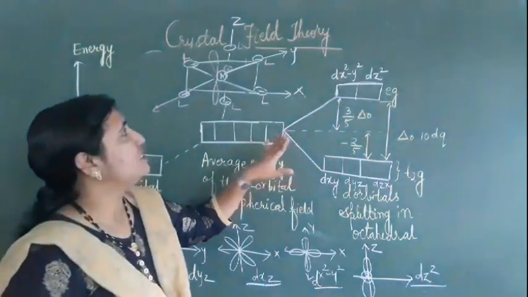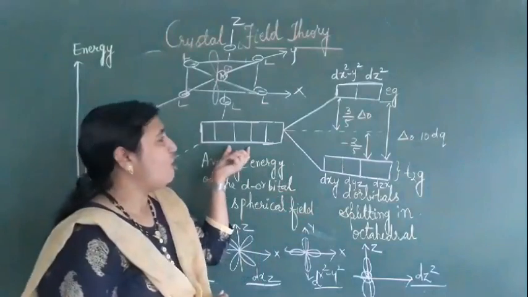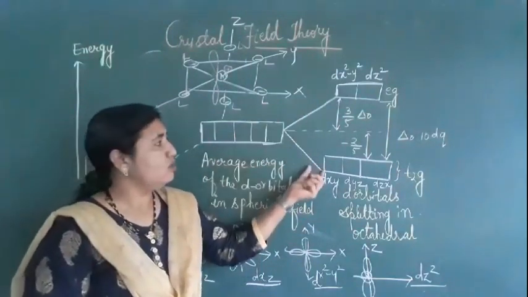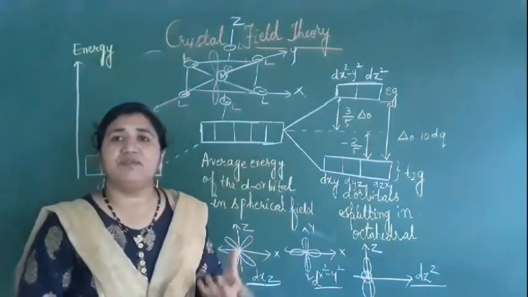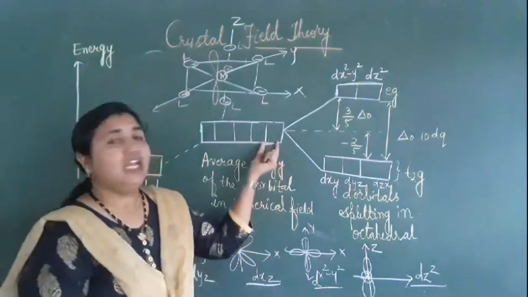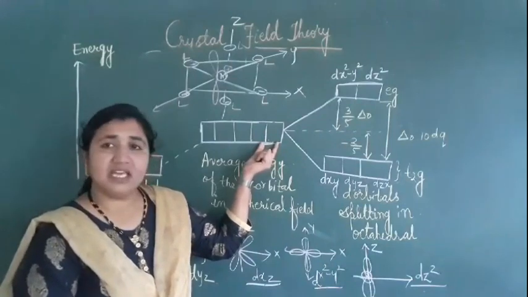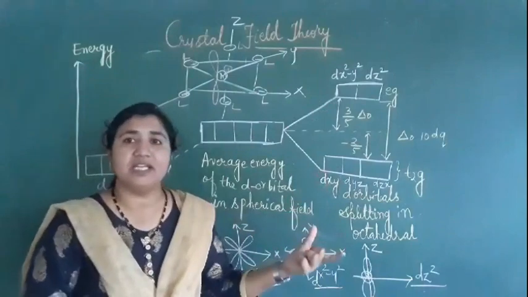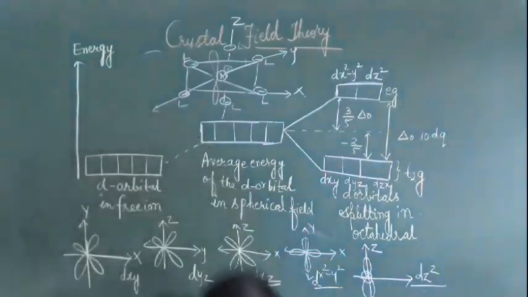This is called crystal field splitting, meaning the splitting of degenerate orbitals by the ligand into two sets having different energy. It is called crystal field splitting. What is crystal field splitting? The splitting of degenerate orbitals by the ligand into two sets having different energies is called crystal field splitting. Okay.